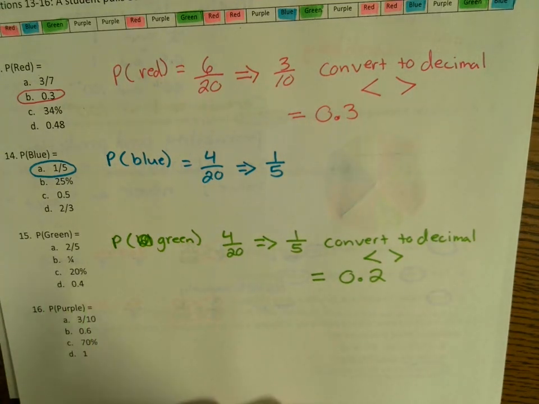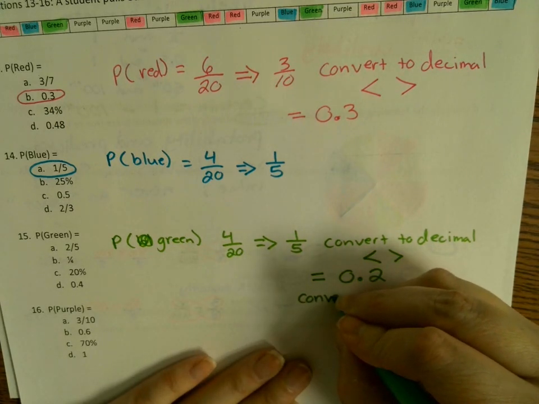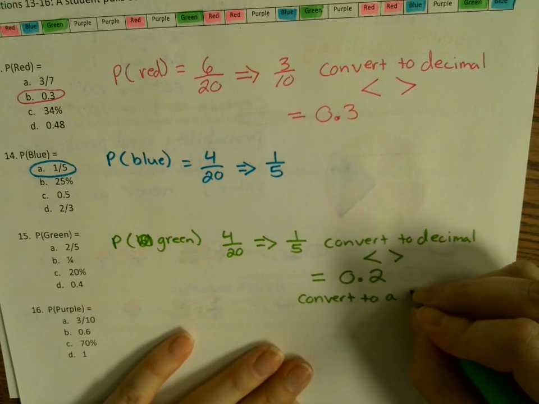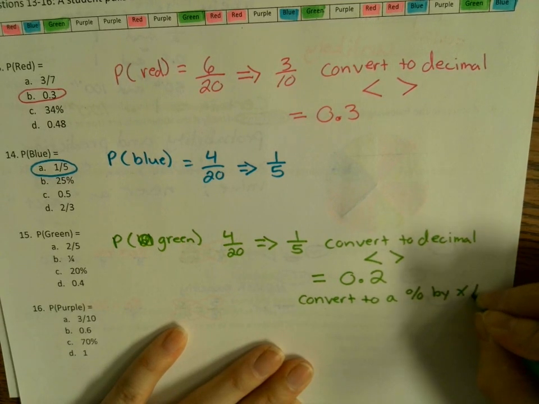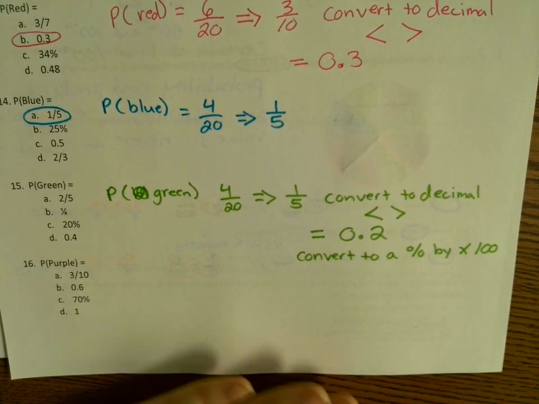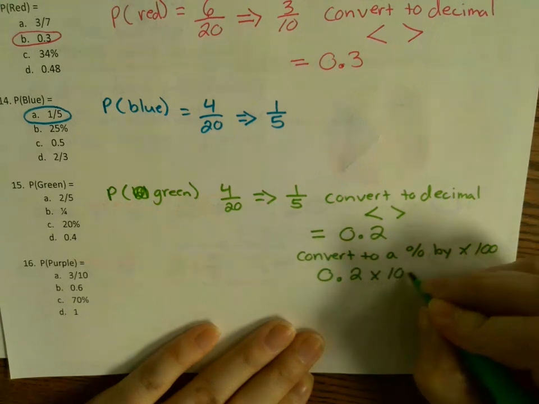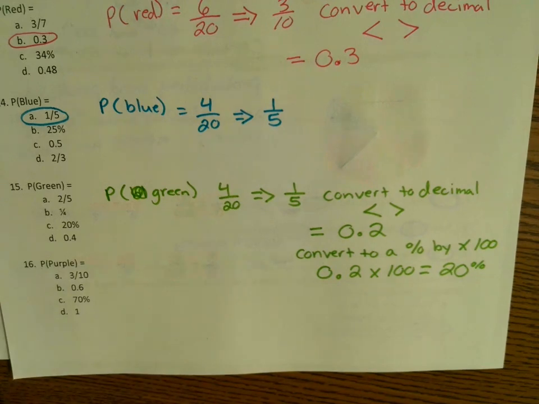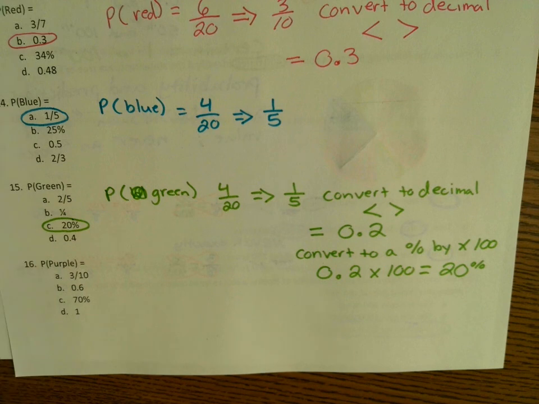So now we need to go ahead and convert it to a percent. How do we convert to a percent? Multiply by 100. You convert to a percent by multiplying by 100. So we're going to do 0.2 times 100, and that gives us 20%. Is 20% an answer? Yes, 20% is an answer.